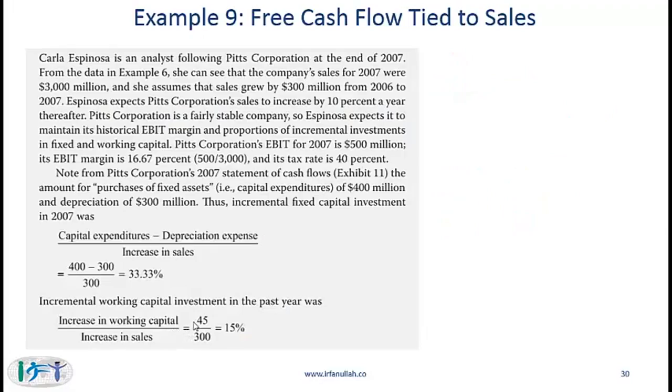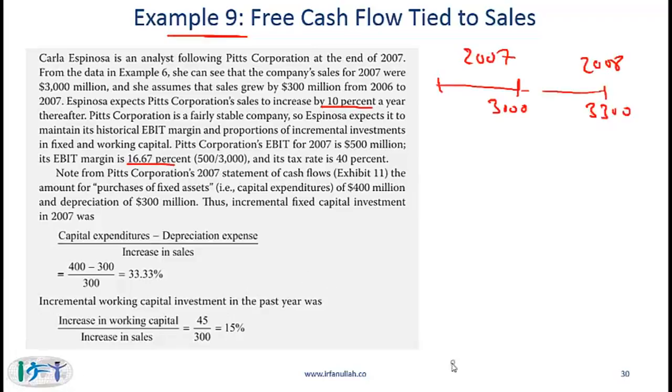So let us look at this particular example now, example 9, and I want you to read this before I explain the content. This is material that you have not explicitly seen before. So let me walk you through this. For this particular company, we are told that in 2007, the sales are 3,000 million, and we are expecting a 10% increase. So the expected sales for 2008 are 3,300 million. We are also told that we expect the EBIT margin to be 16.67%. So that means that we can calculate EBIT for 2008 based on this number.